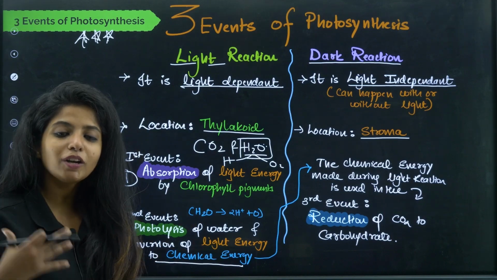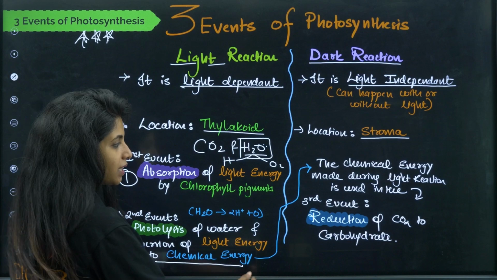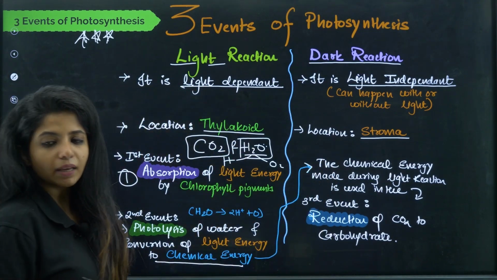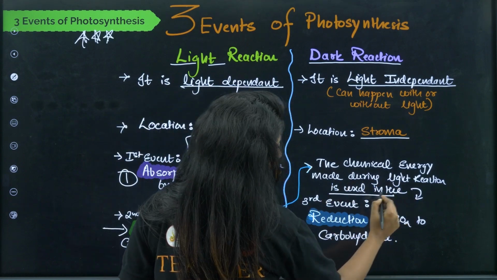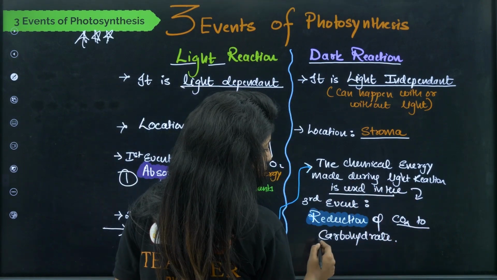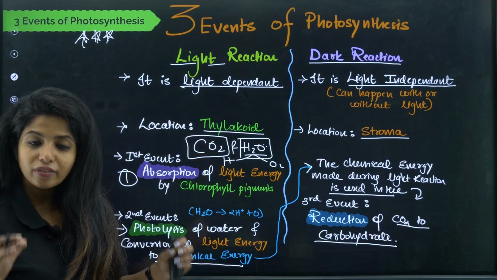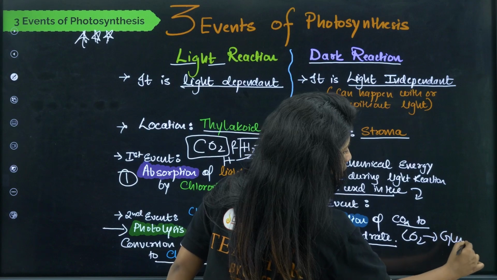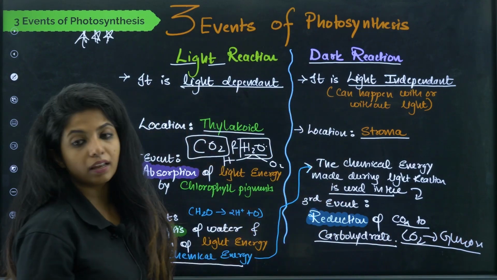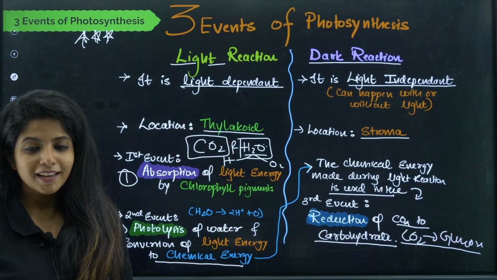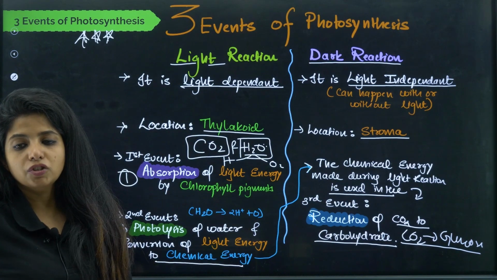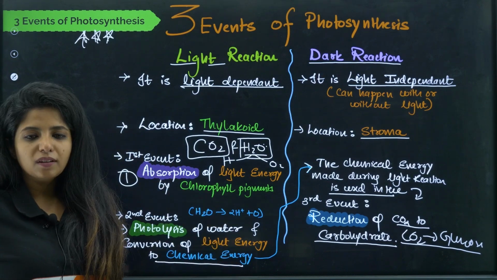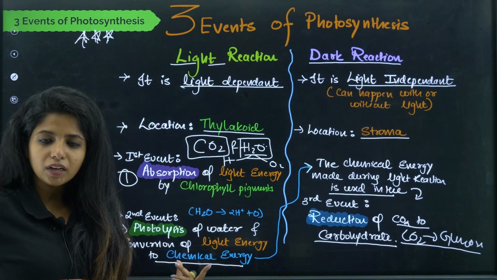What will happen to the chemical energy? This chemical energy is finally used for the next guy, that is carbon dioxide. The chemical energy made during the light reaction is used in the third event, that is reduction of CO2 to carbohydrate. So for that you need energy. For making glucose out of this, you need energy, and that energy is gotten by the chemical energy which is being made. Now will you forget the three events of photosynthesis, my dear children? No. If one step is not happening, suppose this is not happening, so absorption of light energy has taken place, what will the plant do with the light energy if it is not getting converted to chemical energy?